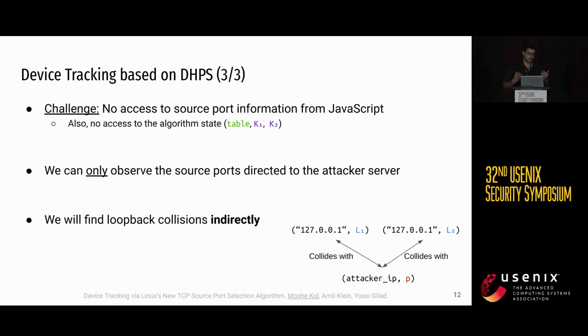So we need a way to find these hash collisions remotely because, again, we don't have access to the source port information from JavaScript. We don't have access to the algorithm state because that's in the kernel. What we can only do is observe the source port directed to the attacker server. So what we are going to do is find these loopback collisions indirectly. So if we find 2 different loopback destinations that collide with the same attacker destination, then we are going to infer that they both collide. But then the question is, how do we find this first collision remotely?